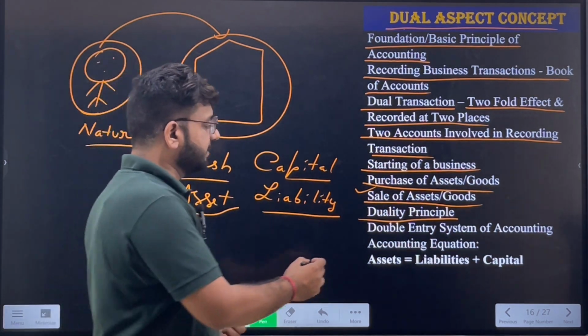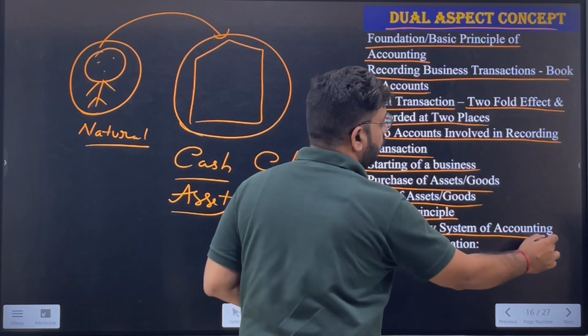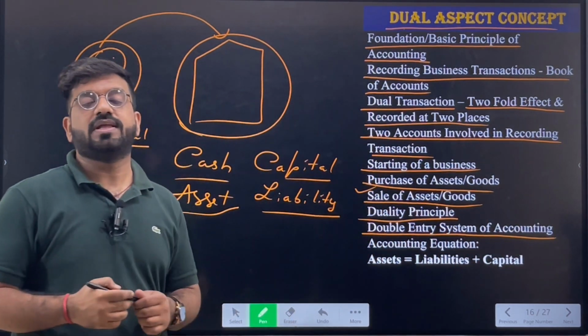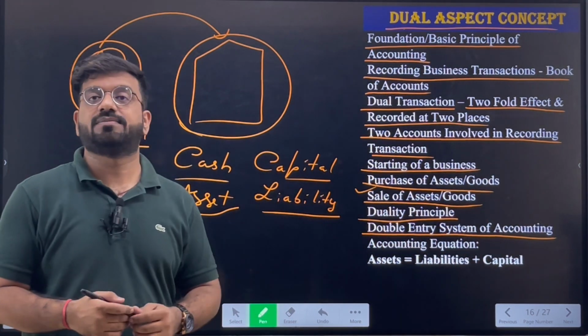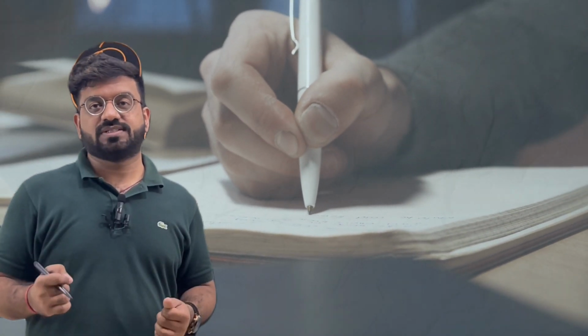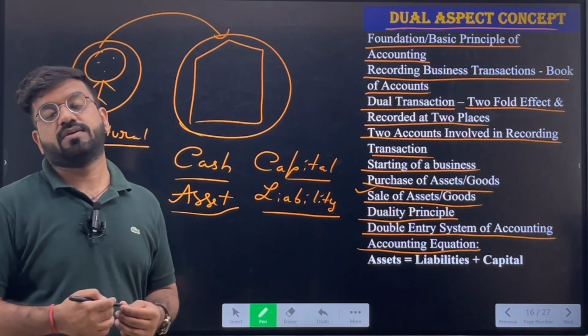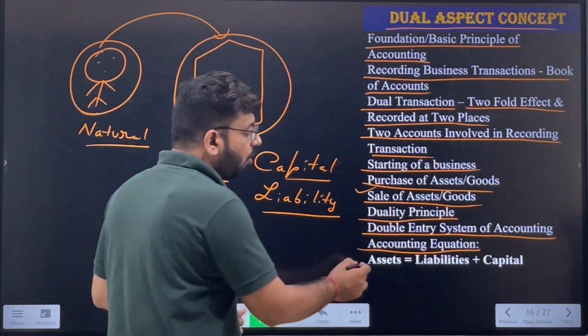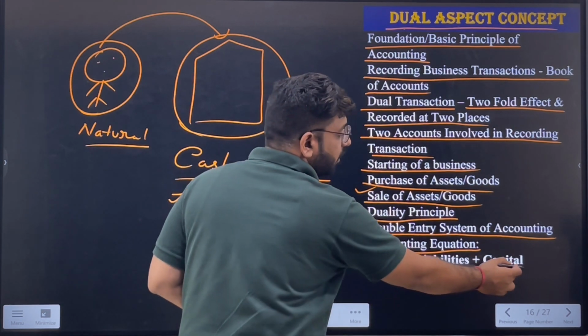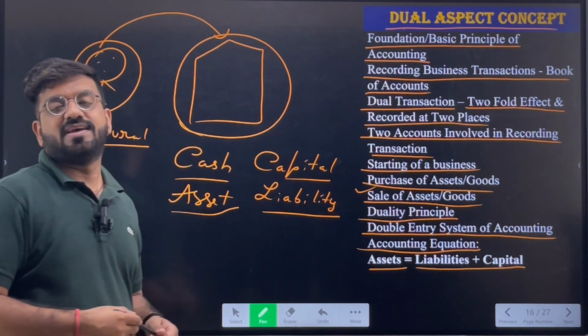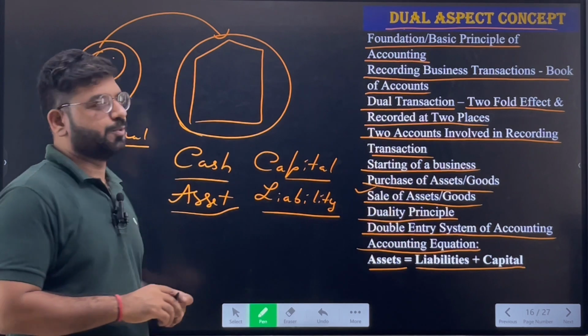Now, next is the double entry system of accounting. This simply says that in order to do the transactions, there will be a double entry. One thing is coming in, one thing is going out. Next, the accounting equation. This also gives the accounting information. That is, all the assets are equal to liabilities and capital. Let me explain this.